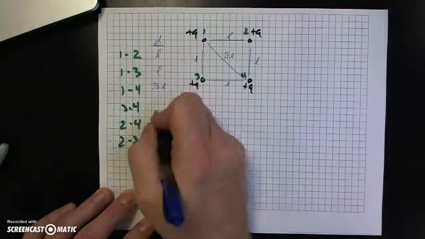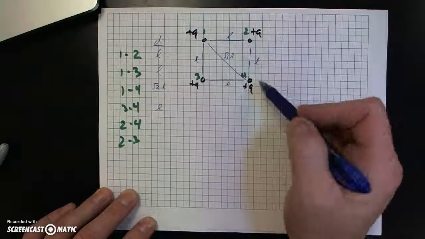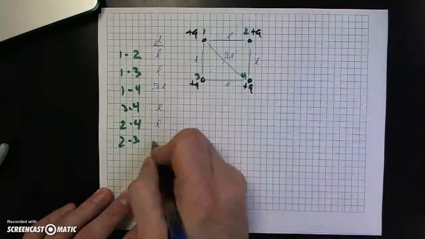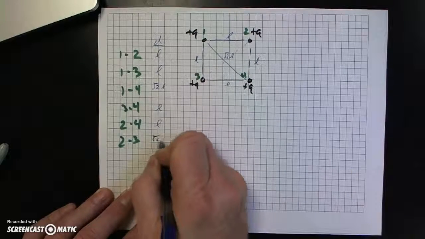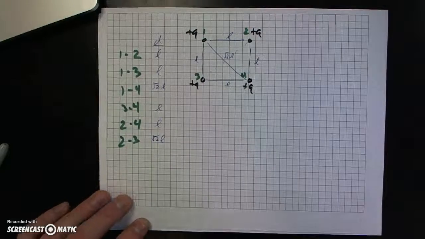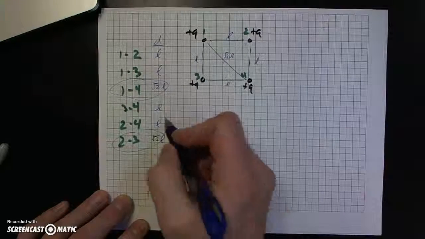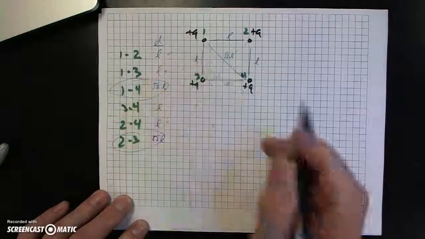3 to 4 is an L. 2 to 4 is an L. And then 2 to 3 is this distance right there, which is square root of 2 times L. All right, so you notice that this one right here and this one right here are similar. And then you got these 4, they're all very similar as well.